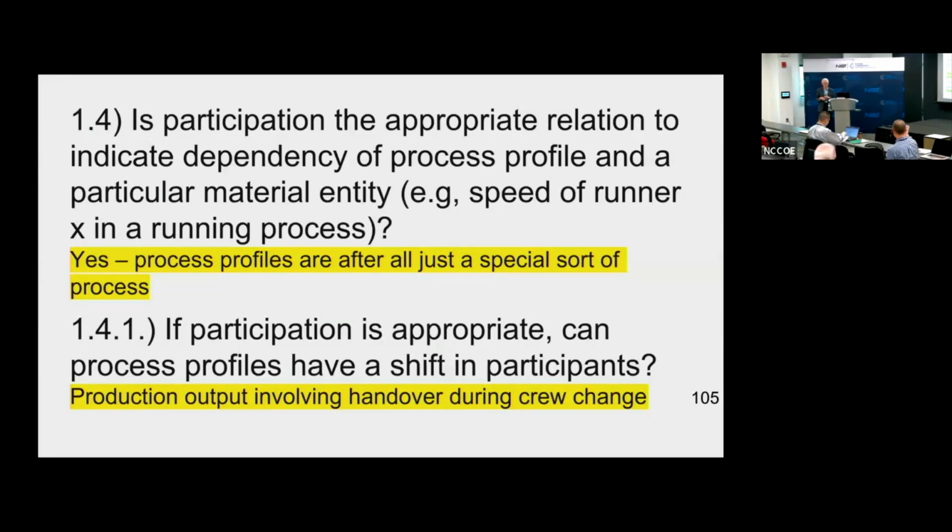And how do you connect that with process profile?